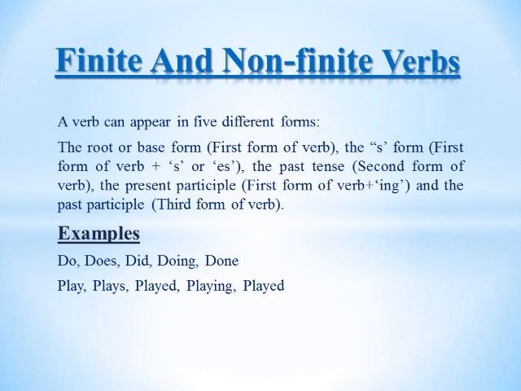Let's see the examples. First, we take the example of verb do. We can see that it has 5 different forms: do, does, did, doing, and done. The verb play has the 5 forms: play, plays, played, playing, and played.